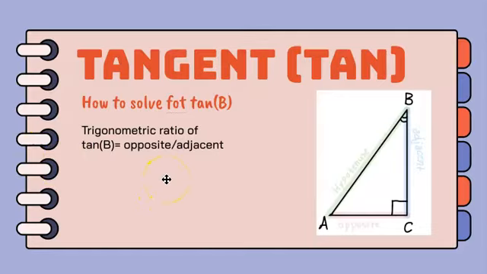Tangent. How to solve for tangent B? The trigonometric ratio of tan B equals opposite over adjacent. So again, we're going to use this angle B, and if we do opposite, we'll have this side, since it is opposite of angle B, as well as adjacent, this side over here. So we're going to do opposite over adjacent to solve for tan B.